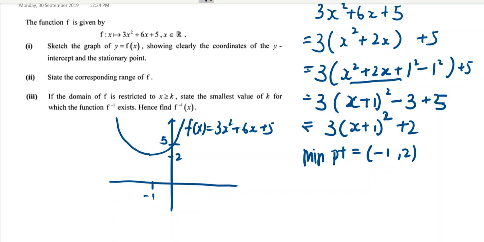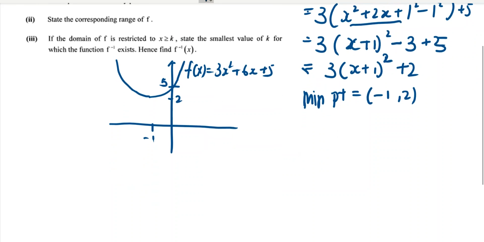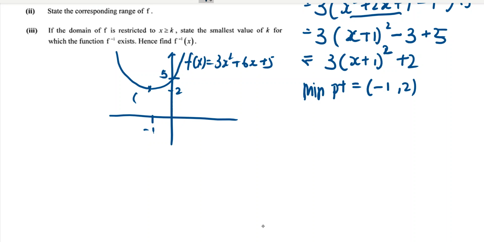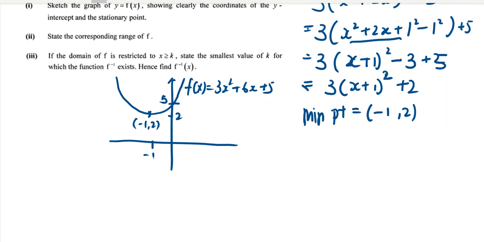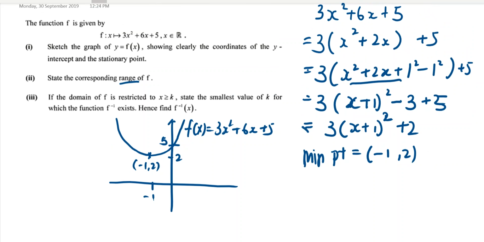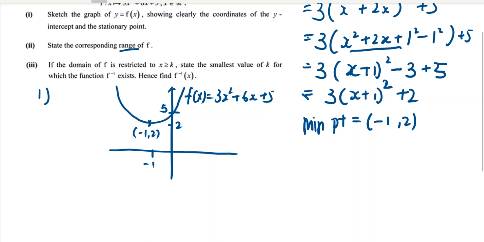Okay, now why do they ask you to do this? Is so that after this they will ask for the corresponding range. So when they talk about range, you should know that they are looking for the y value. So what are the possible y values that it can be? It must come from the minimum point. Now the minimum value of this graph is 2.